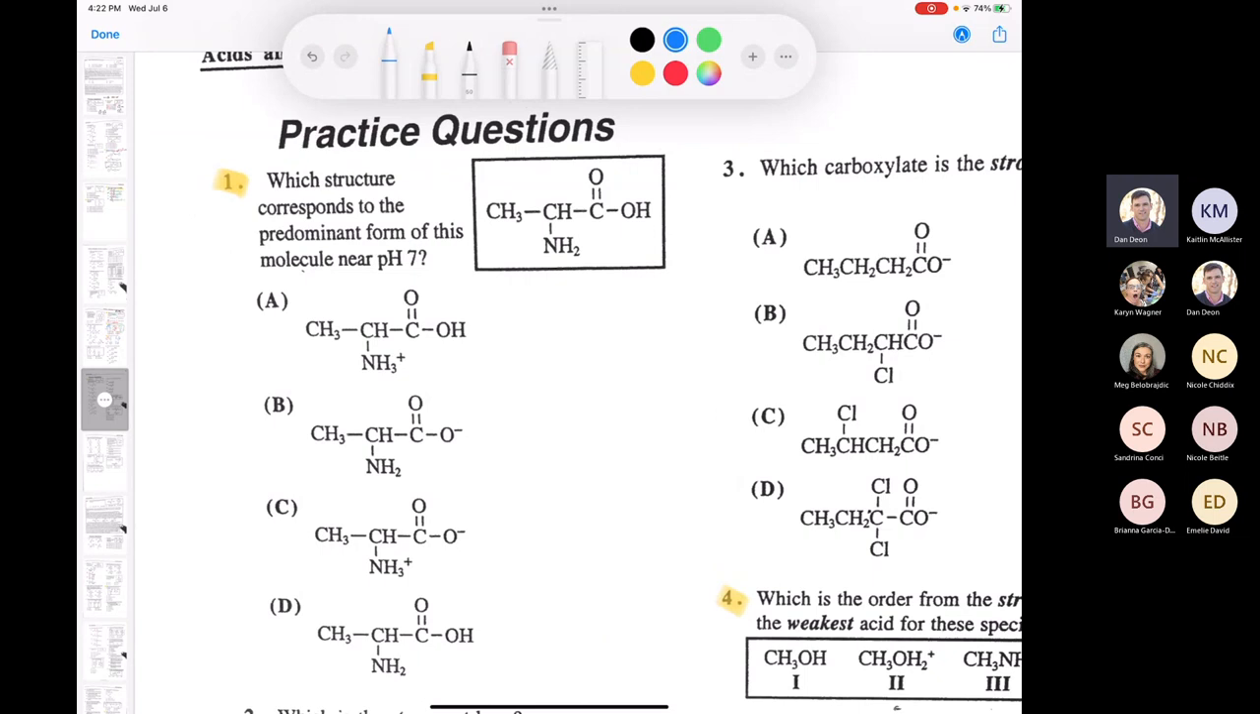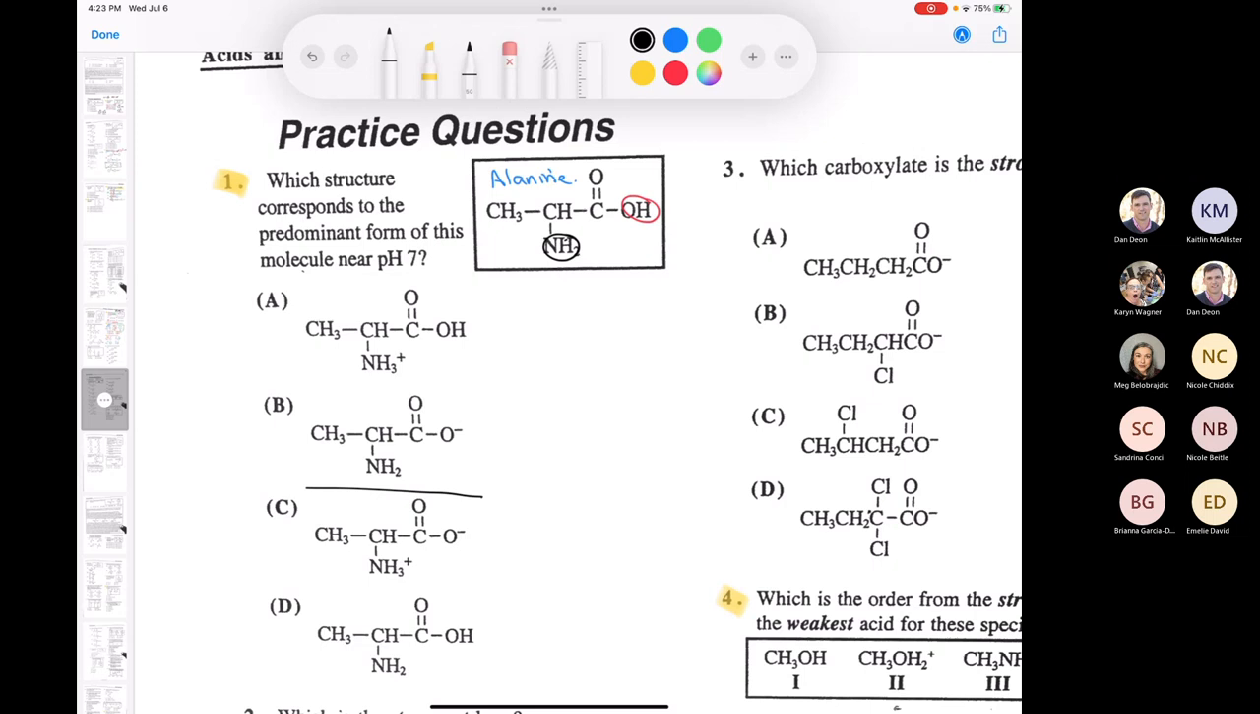It says, which structure corresponds to the predominant form of this molecule? So this is alanine. And again, you don't have to have that memorized for the exam. That would be something you'd need to memorize in biochem, but not in my class. So if we're at a pH of 7, we went over what the pKa of the carboxyl groups are and the pKa of the protonated amines, so the ammoniums. Could anybody tell me what the answer is to question one here? This one's in the acid-base section, right? But it's organic chemistry too, isn't it? Yeah, thanks, Caitlin. It's the zwitterion, right? It's C.